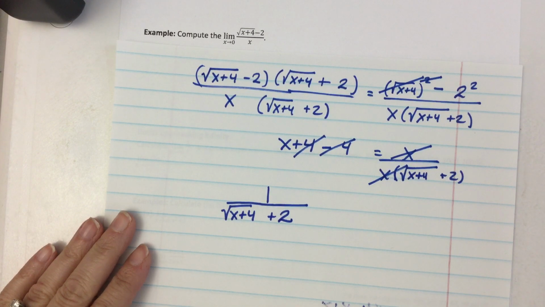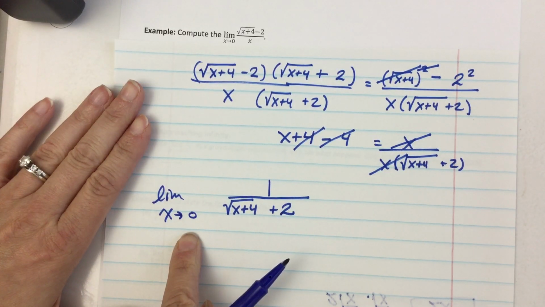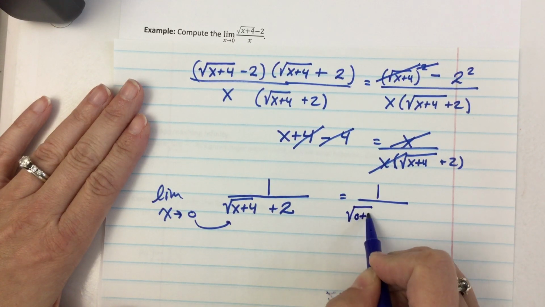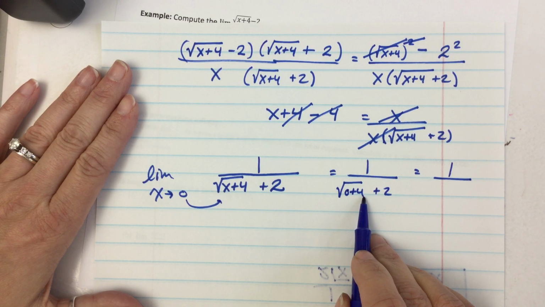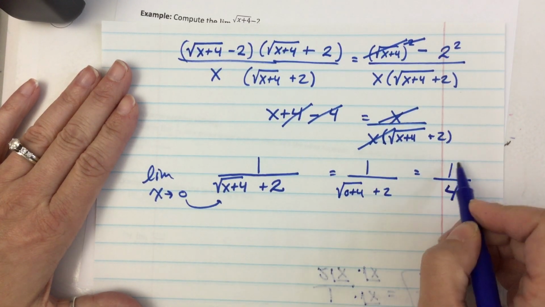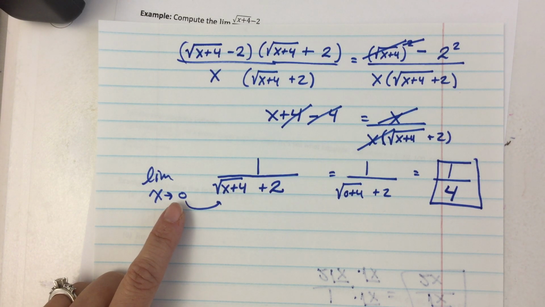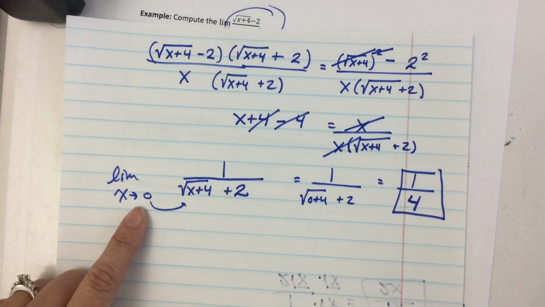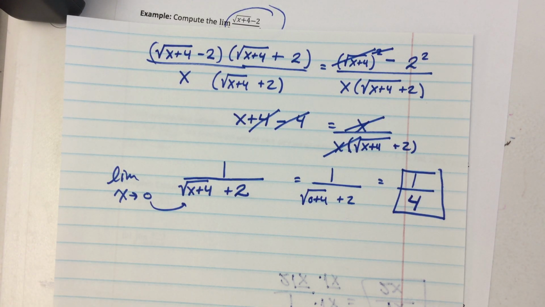We have it now to a point where I can go ahead and find the limit of this as x approaches 0. I can fill a 0 in for that. So 1 over the square root of 0 plus 4 plus 2. 0 plus 4 is 4. The square root of 4 is 2, and 2 plus 2 is 4. So your limit, meaning as you are approaching 0 from both the left and the right side of the original function, your y value would be getting closer and closer and closer to the value 0.25 or 1/4.